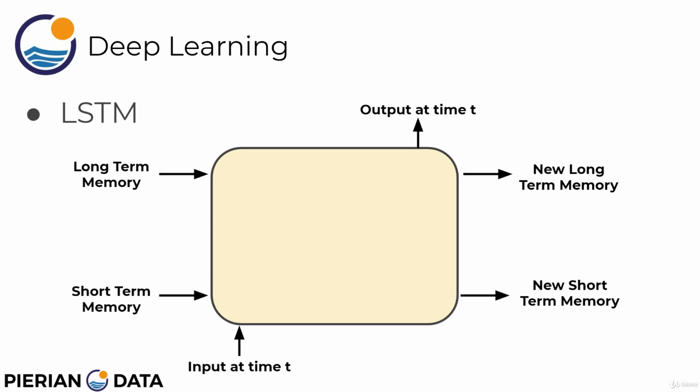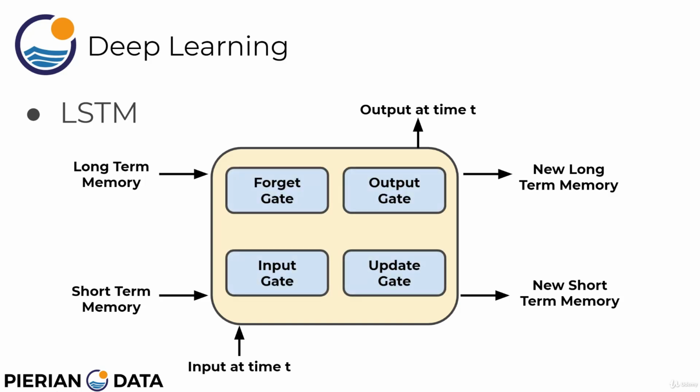So don't worry too much about these details right now. What we're going to be doing is walking through the LSTM step by step. But for right now, let's just get comfortable with some of the notation we're going to be using. So essentially, we're going to have 4 main components inside the LSTM. We have a forget gate, an output gate, an update gate, and an input gate.